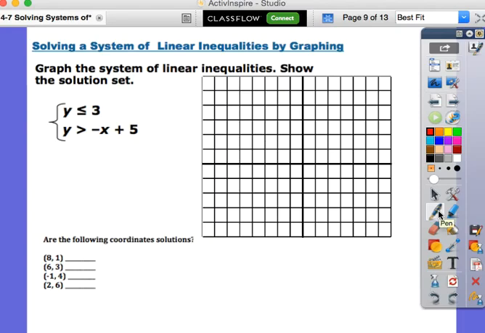I'm having a hard time seeing this so I can see where my axis is. There's my x-axis and my y-axis. Maybe you guys can see it a little better.